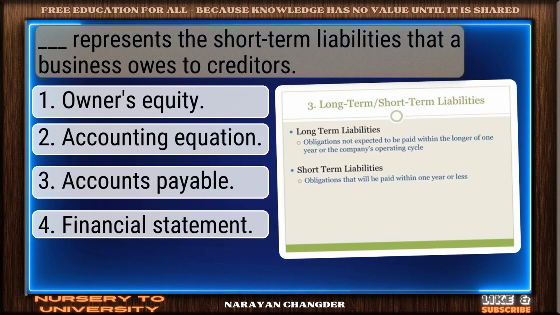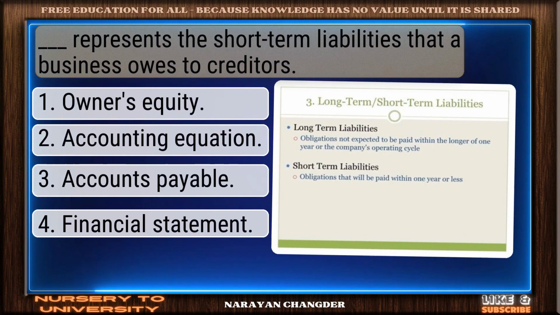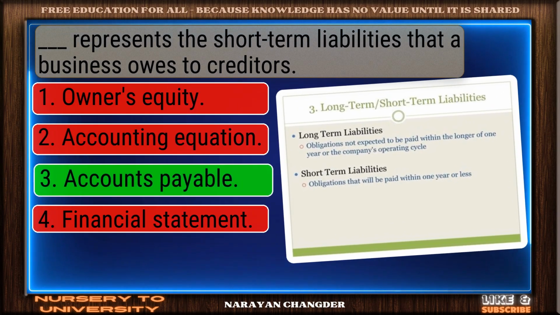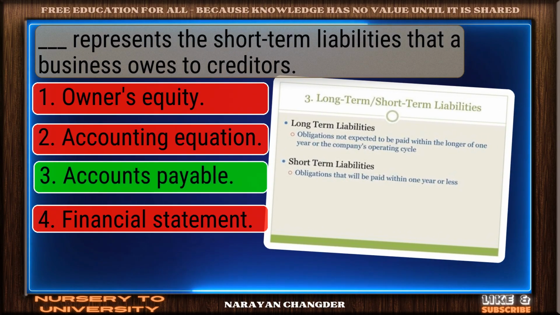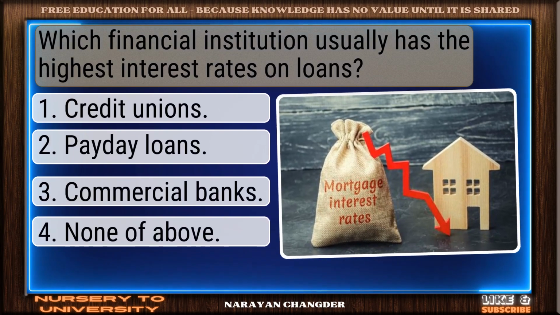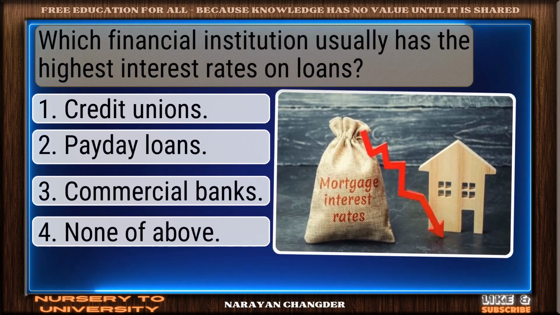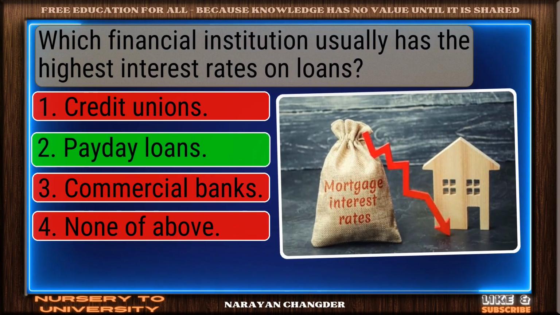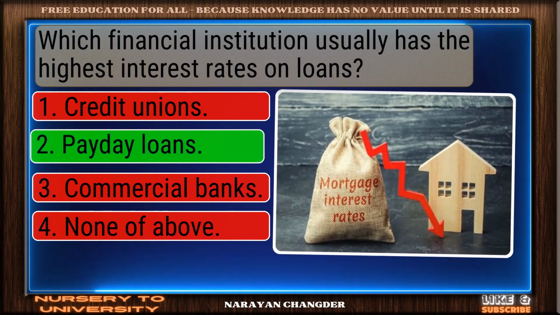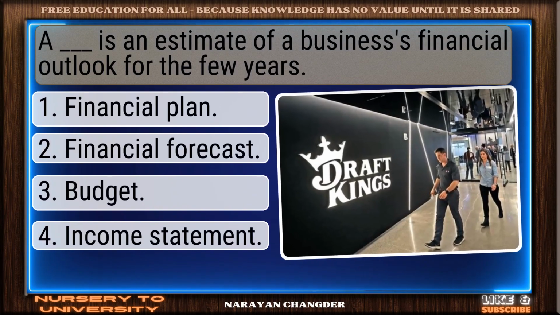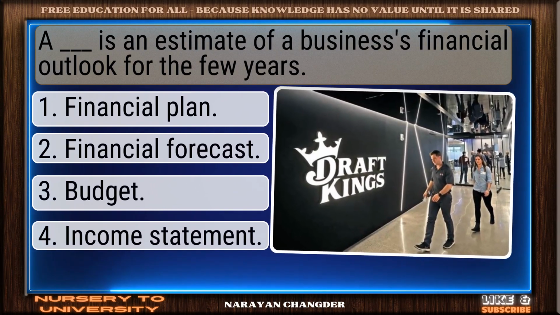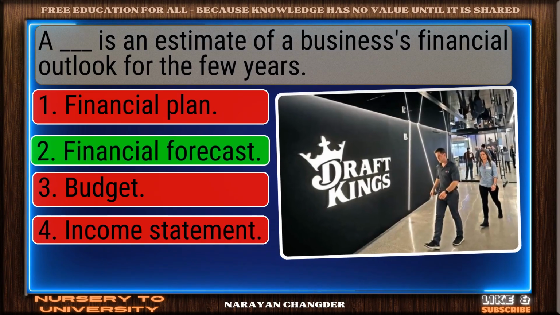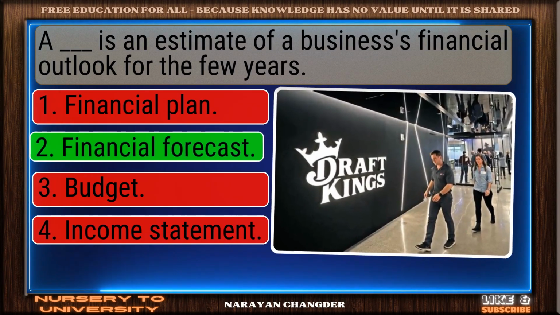Dash represents the short-term liabilities that a business owes to creditors. You got it. Your choice, accounts payable, is right. Which financial institution usually has the highest interest rates on loans? Excellent. Payday loans is a brilliant choice. A dash is an estimate of a business's financial outlook for the next few years. Excellent choice. Financial forecast is the right answer.